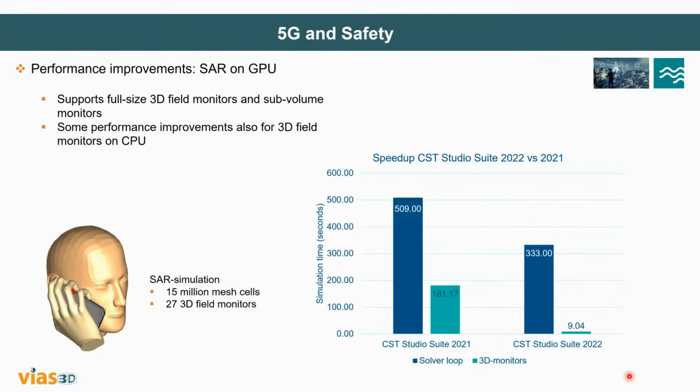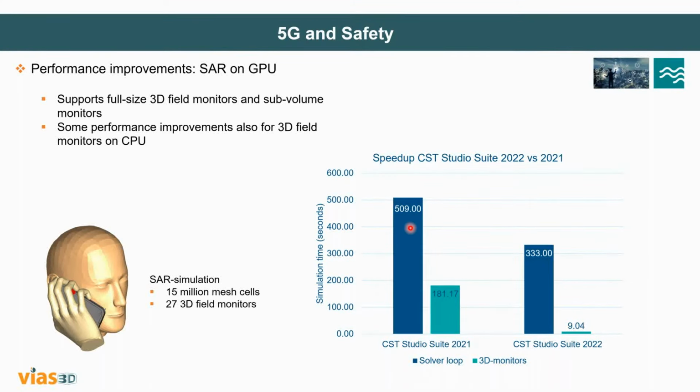So when it comes to 5G, post-processing is one of the factors that we have to consider, such as the calculation of SAR, which can be quite time consuming on large heterogeneous lossy models like a human body with a smartphone and hand coming into the picture, and we have to do the SAR analysis. The mesh generated in this case is 50 million mesh cells. We have 27 3D field monitors, and we can see the comparison with respect to 2021 and 2022.